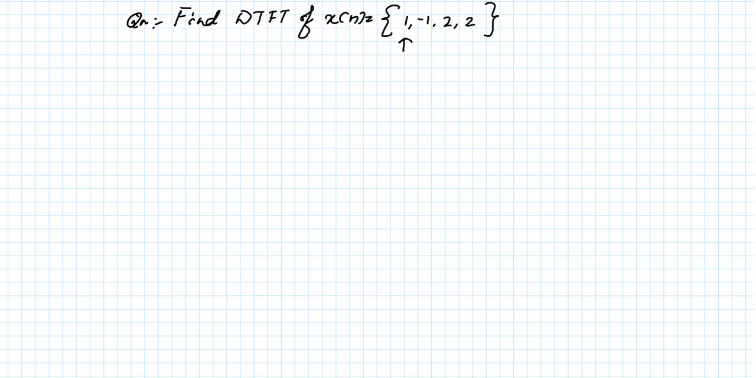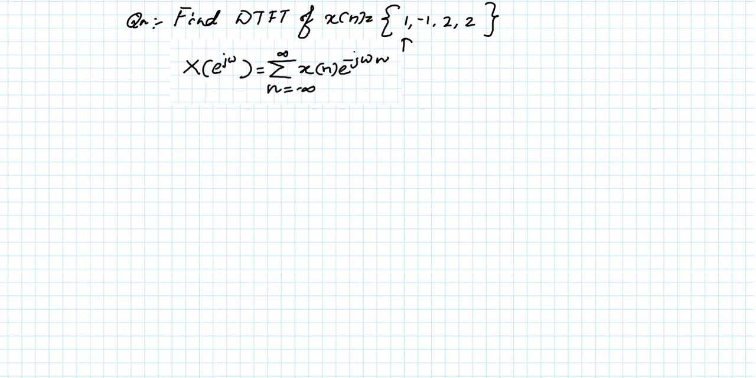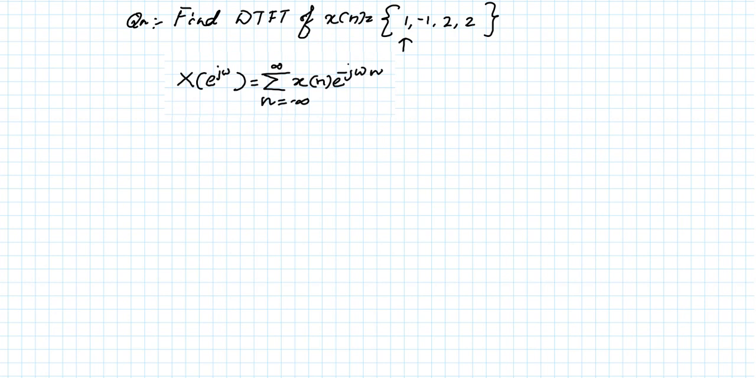Now we will discuss how we can find the Fourier transform of a signal. In this question, it is given to find the DTFT of the signal x of n, where x of n is given by 1, minus 1, 2, 2. In order to calculate the DTFT, the general formula is X of e raised to j omega equals the sum from n equals minus infinity to infinity of x of n into e raised to minus j omega n.